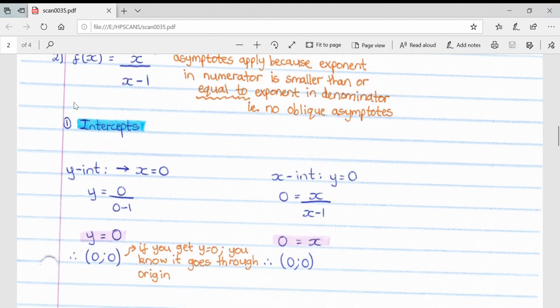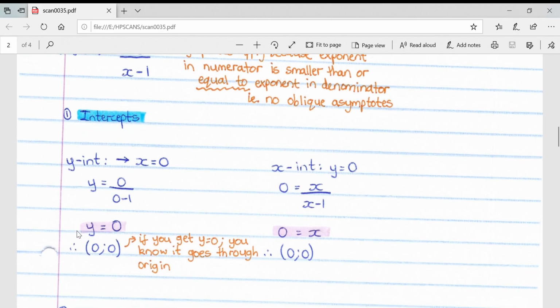First things first, obviously look for your intercepts. For your y-intercept, you're making x equal to 0. You sub in 0 into x's place, and you get your y-intercept to be 0. Sub that back into your original equation, and you get the coordinates of the y-intercept to be (0; 0). Just as another side note, if you get y equals 0, as I've highlighted in light pink over here, you know that it automatically goes through the origin.